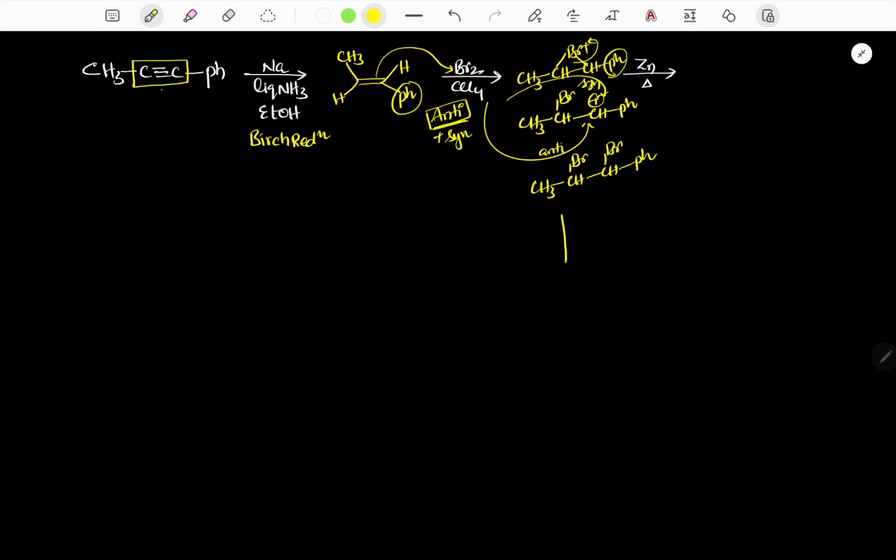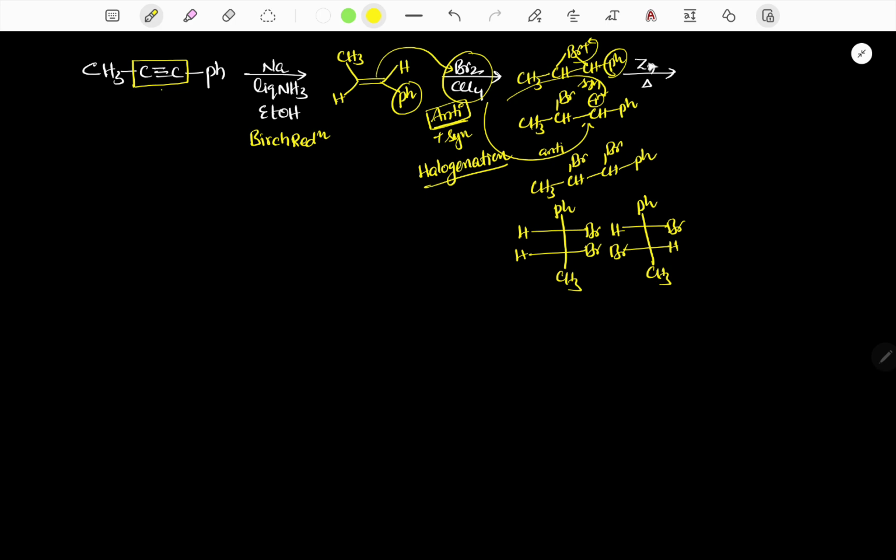Dibromo product. So one of the dibromo products is like this: Ph, CH3, hydrogen, hydrogen, Br, Br. Suppose it is a syn addition type compound: Ph, CH3, hydrogen, hydrogen, Br, Br. It is an anti-addition type of product. So this reaction is simply halogenation. Alkene reaction with Br2, this reaction is halogenation.